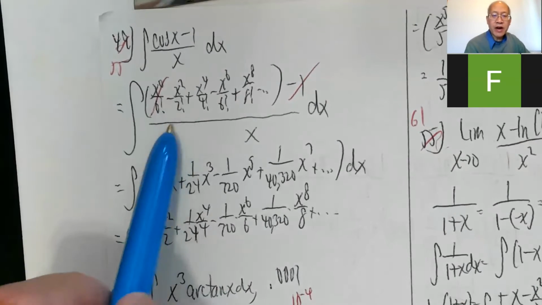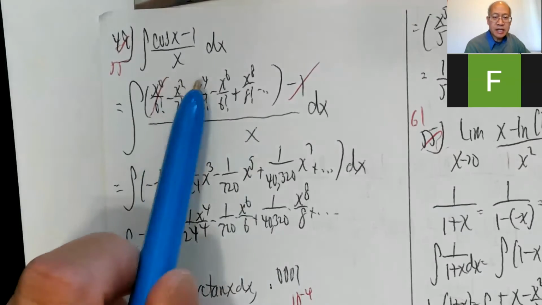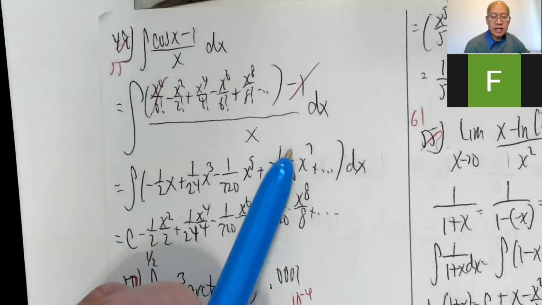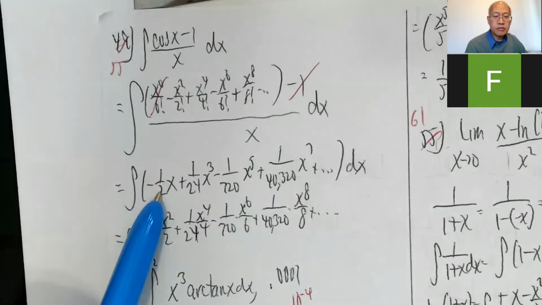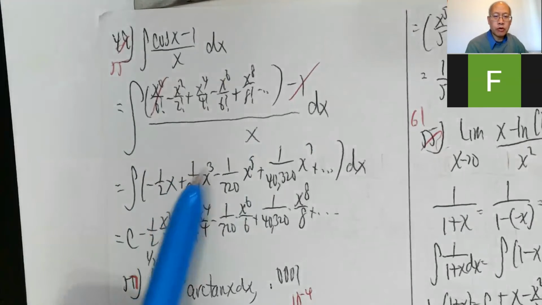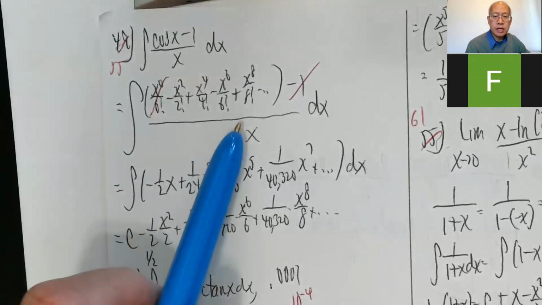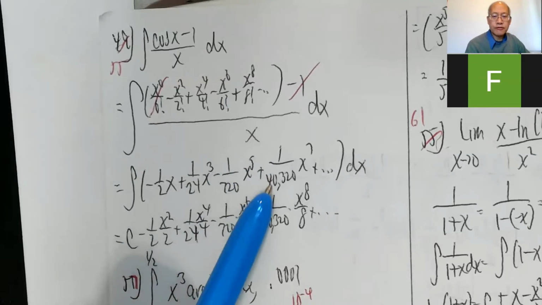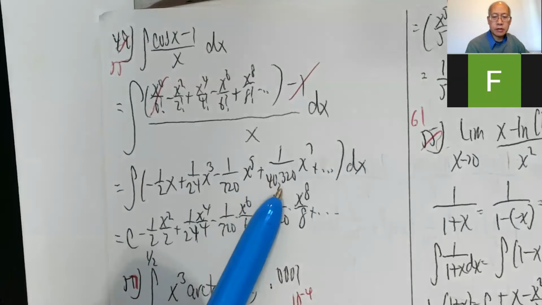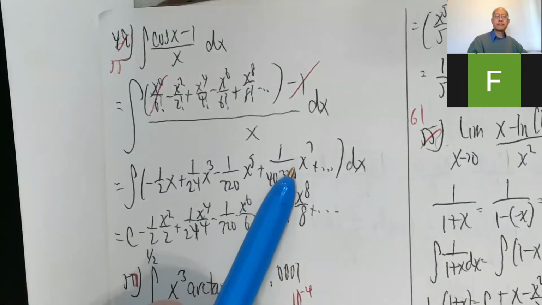Okay, and I'm dividing by x. So that becomes x, x cubed, x to the 5th, x to the 7th. Okay, so minus 1/2 plus 1 over 24 minus 1 over 720 plus 8 factorial is 40,320. So 1 over 40,320 x to the 7th.